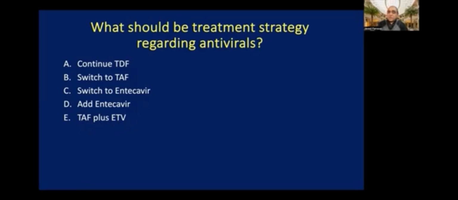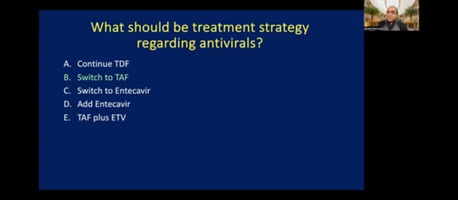So those who want to continue with TDF because her viral load is reasonably under control, their option should be A. Please write down your answer as A. But if you want to switch to TAF because of the reasons, your option is B. You want to switch to entecavir, option C. You want to add entecavir to TDF because PCR is still positive, your option should be D. But if you want to start the patient on TAF plus entecavir, then your option should be E. Please write down your option.